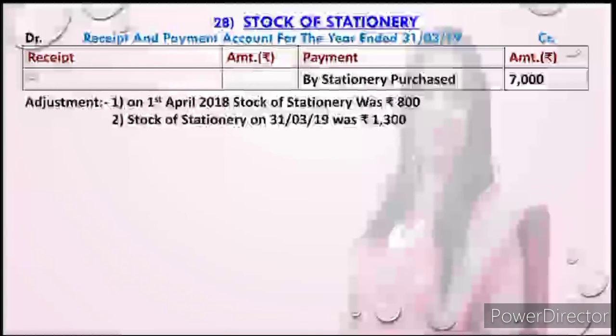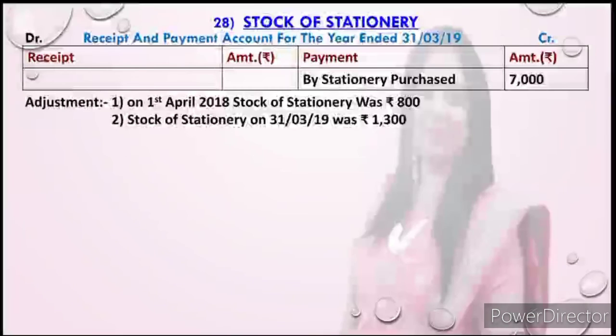This is an adjustment related to the stock of stationery. On the payment side you can see by stationery purchase 7000. First adjustment is given: on 1st April 2018 stock of stationery was 800. Second adjustment: stock of stationery on 31st March 2019 was 1300. This is the stock at the end of the year, that is on 31st March 2019. It means this is the closing stock. And the first adjustment, on 1st April 2018 stock of stationery was rupees 800, is the opening stock of stationery.